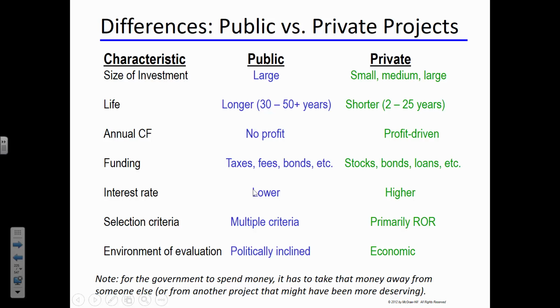Remember, interest rates are a reward for risk. And so if you're loaning money to a public sector to build a new big infrastructure thing, there's less of a risk that they'll default. Now, there still are some public sector projects that do default, but they're pretty rare.